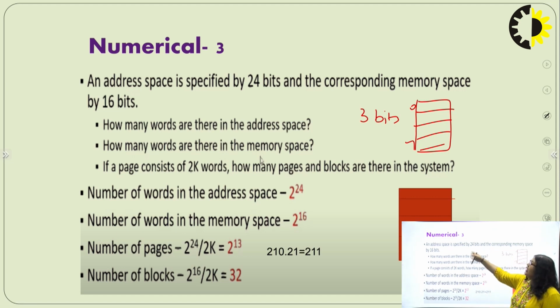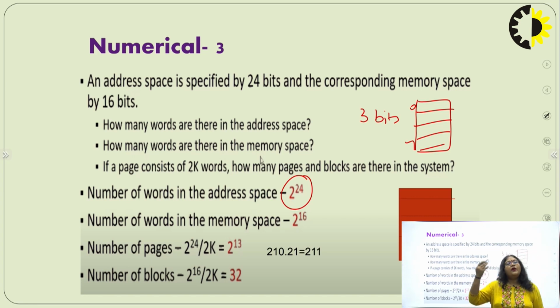Same as if the size of the address bits is given as 24. So how many words do we have? We have 2 to the power 24 words in the process. So this is the basic concept. First part: how many words are there in the address space? We have 2 to the power 24 words in the address space if the specified address bits are 24.